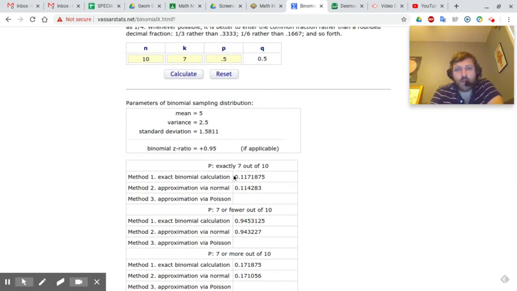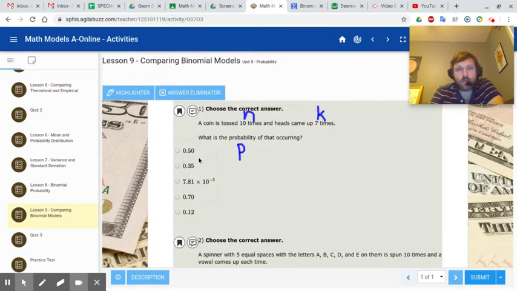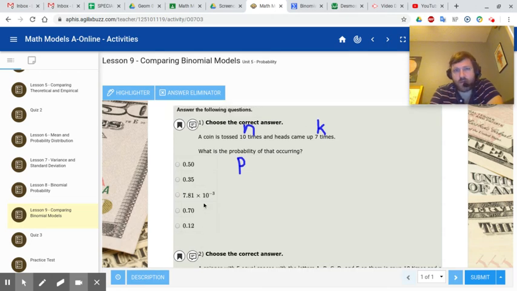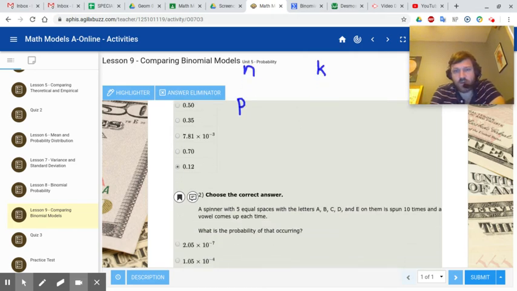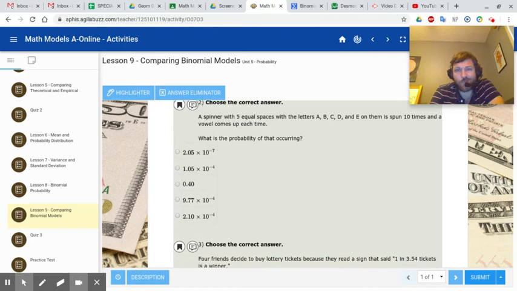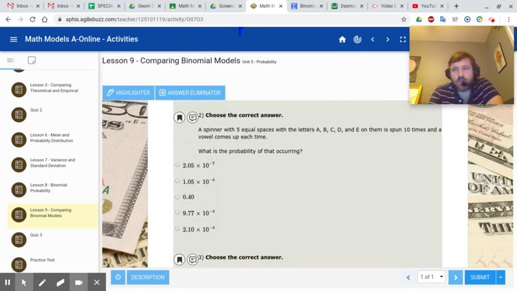So we get 0.1171. So I'm looking, oh, okay, they've rounded. But that's cool. We're just going to use common sense. 1171 rounded. The closest answer is going to be right here, 0.12. And that's how this works. So I'm just going to jump down and maybe one other one, but let's just talk through it.